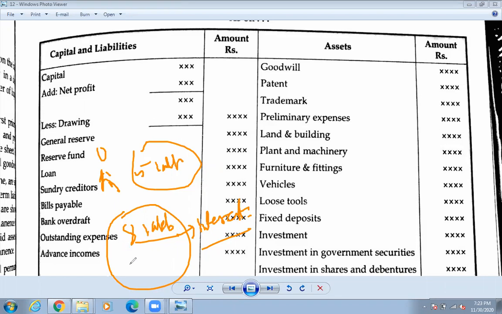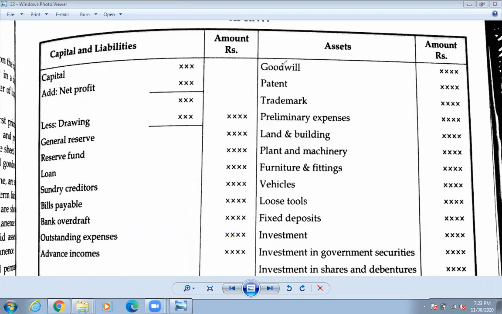So this is the bank overdraft. When you need a lot of money and the bank gives you a loan, that is called the bank overdraft, because you need it and the bank has given you. That is why that is the bank overdraft, OD.